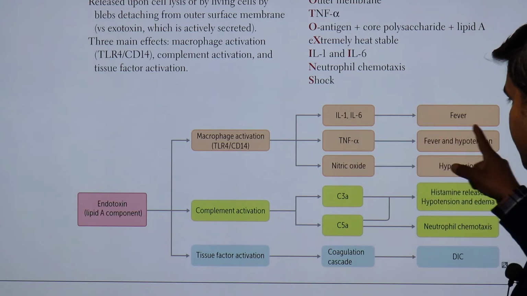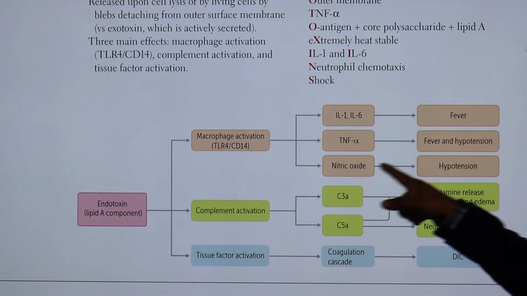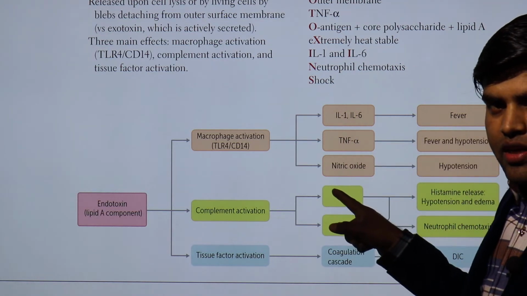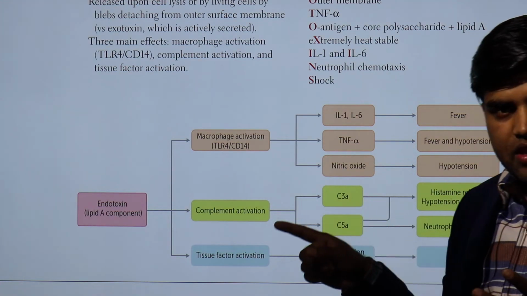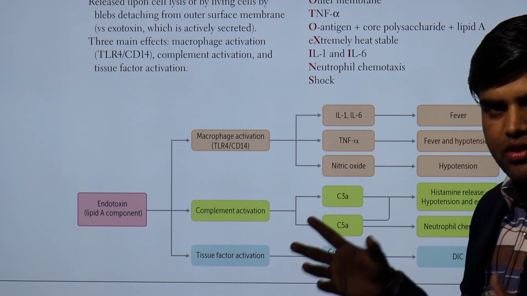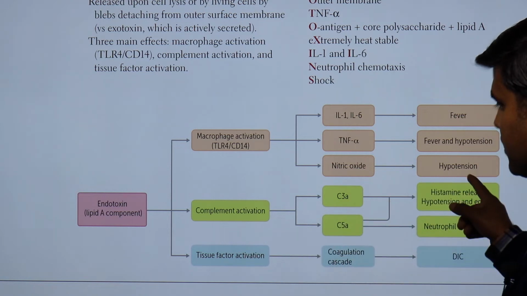Interleukin 1 is responsible for fever, TNF alpha for the fever and hypotension, whereas nitric oxide causes the vascular permeability and then causes the hypotension. So if there is an increase in vascular permeability, the blood pressure drops down and we go into shock.